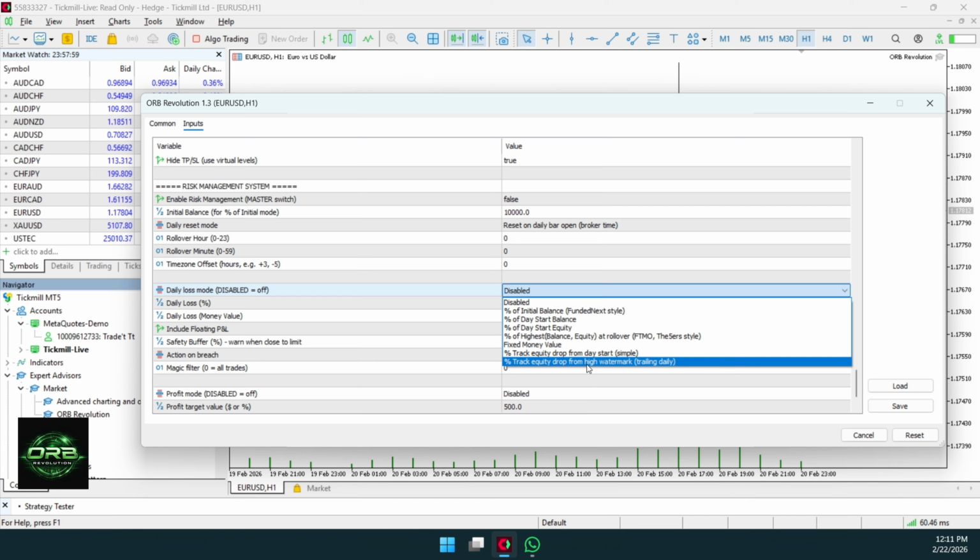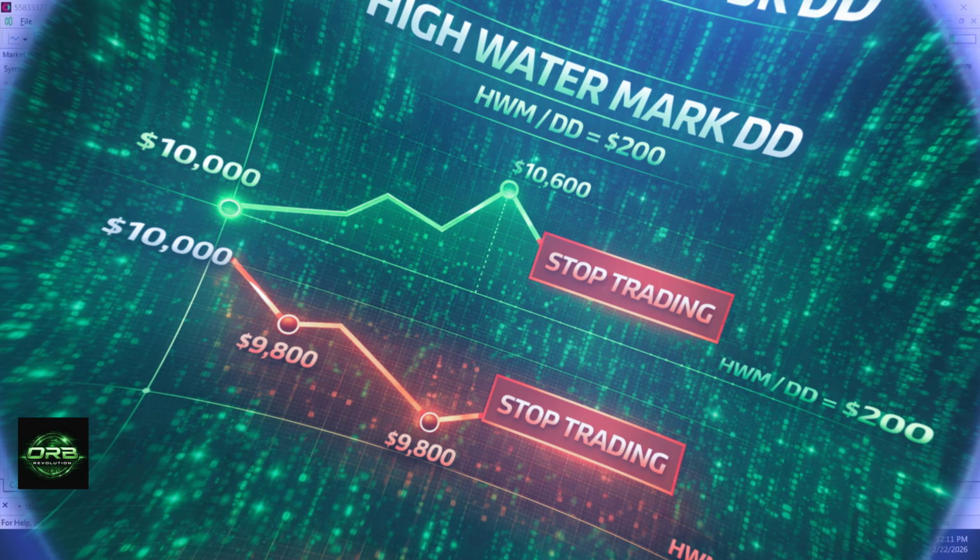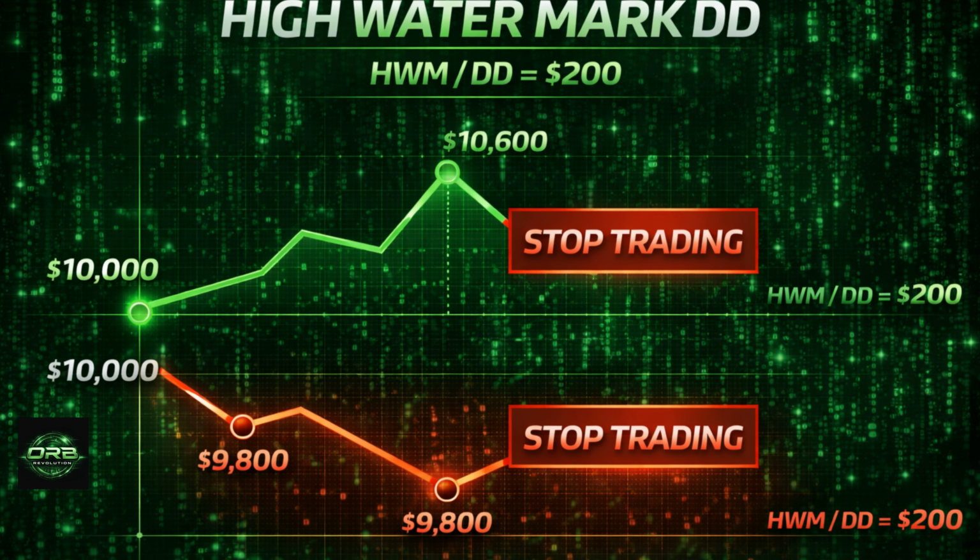High watermark is very interesting if you're trading on a personal account. Let's say you have the EA loaded, you started with $10,000, and you have gone up to, let's say, $600 in profit during the day. And you can set, for example, your configuration to $200.